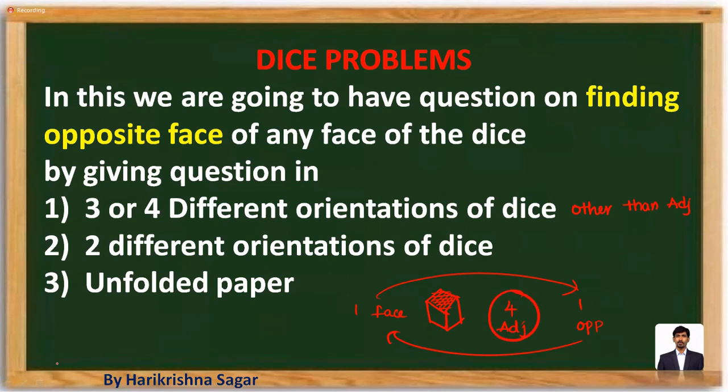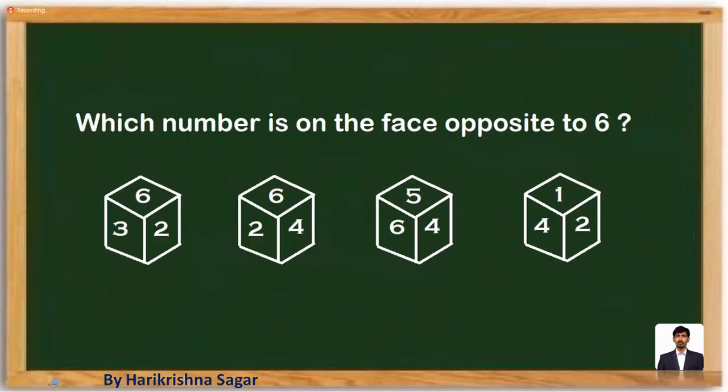Other than this, adjacent sides will be treated as opposite. Look at the question: what is opposite to face 6? If you observe, 6 is available here. Finding the opposite directly is going to be time consuming, and visualization cannot give the answer. That's the reason you try to find the adjacent ones to the 6. For 6, what are adjacent?